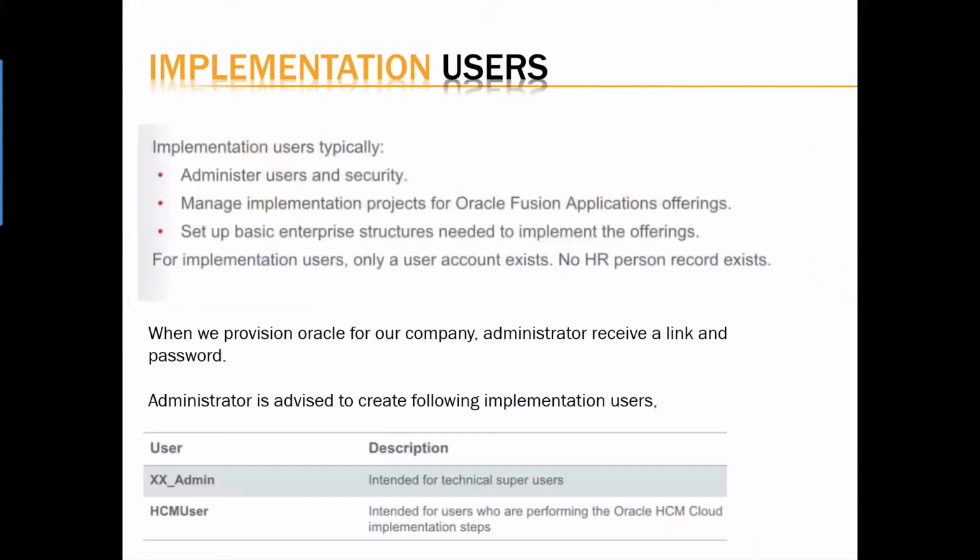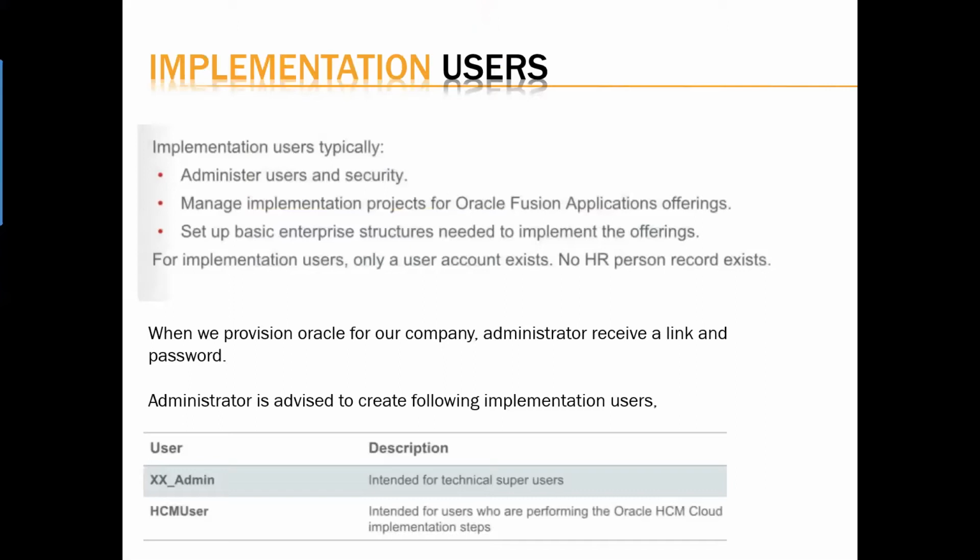So the implementation users. As I said, implementation users typically administer users and security and manage implementation projects for Fusion application offerings. These users are needed to set up basic enterprise structures to implement the offerings. When I say offering, that can be any module, HR, finance, HCM, procurement, purchase, whatever. And you have to remember, for implementation users, only a user account exists, but no HR person record exists. That is another thing we have to make a note of.